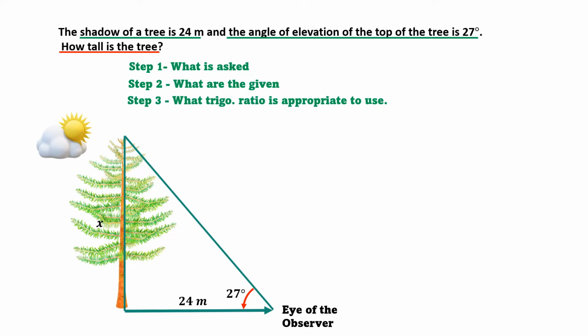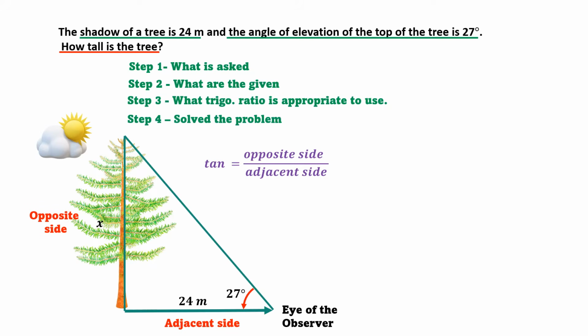Based on the figure of the word problem, what trigonometric ratio is suited to solve the problem? The appropriate trigonometric ratio for the problem is the tangent formula. Why? Based on the figure, the opposite side is the height of the tree which is missing, and the adjacent side is the shadow of the tree, which has a given value of 24 meters. Therefore, the formula of tangent, which is opposite side over the adjacent side, is appropriate to use.